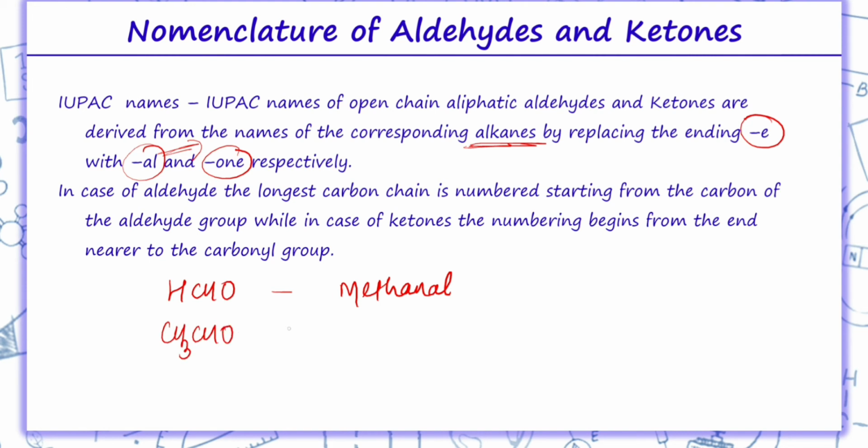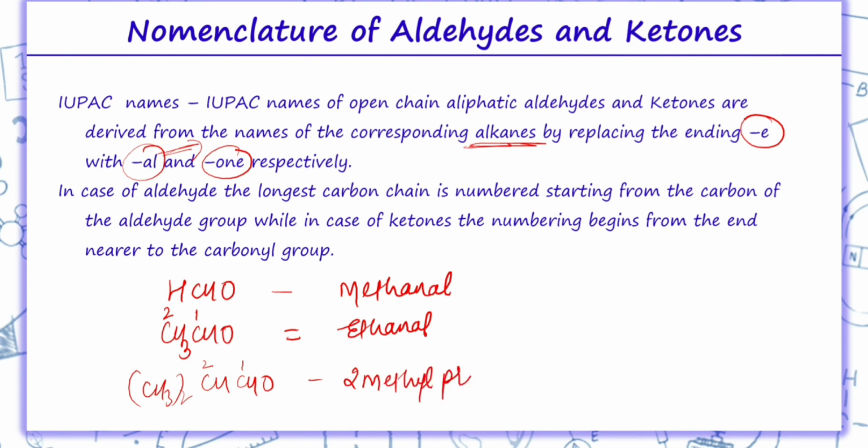Similarly, if we have CH3CHO, 1 and 2 carbon, so it will be written as ethanal. (CH3)2CHCHO. So over here 1, 2 and third carbon. So in second carbon methyl group is there, 2-methylpropanal. So this is how IUPAC naming of aldehydes we do.